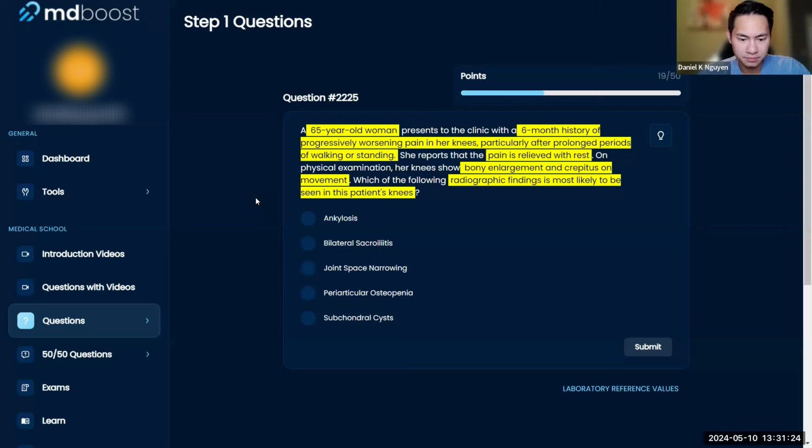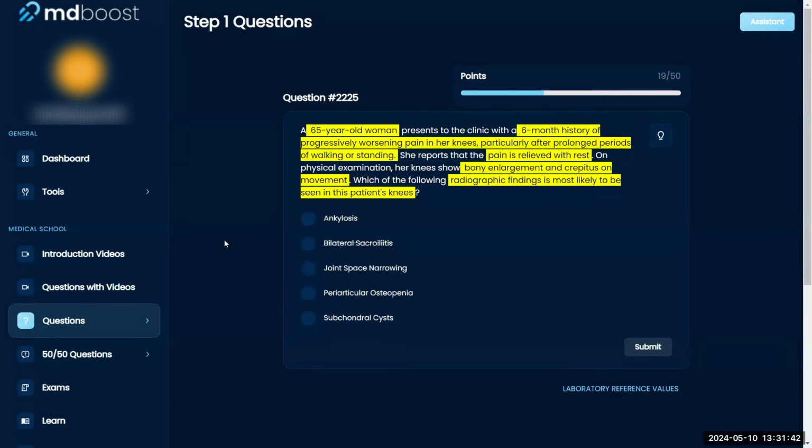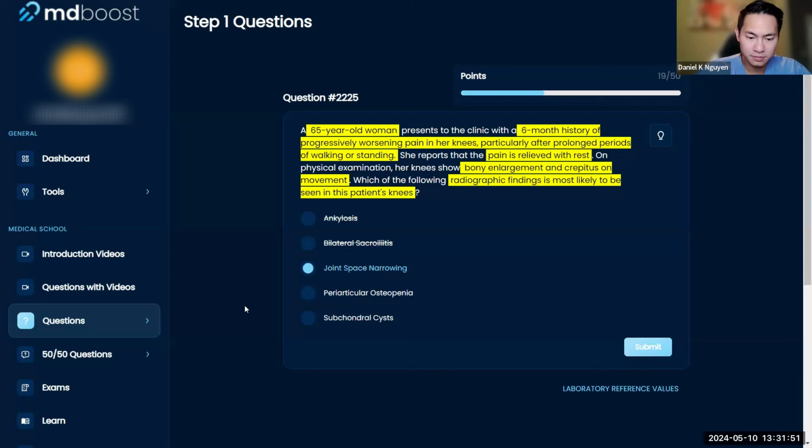Okay, now it's going down to here. I don't think it's ankylosis or bilateral sacroiliitis. I was lost. I feel like it's between joint space narrowing or periarticular osteopenia. It could be subchondral cysts, but I don't think it is. Periarticular osteopenia or joint space narrowing. I'm going to go with joint space narrowing. I could be wrong. I don't think it's subchondral cysts.